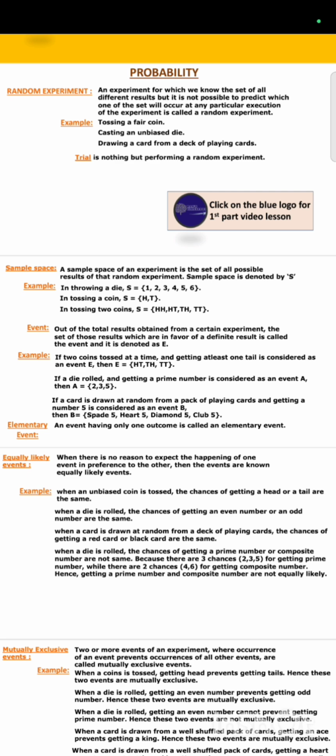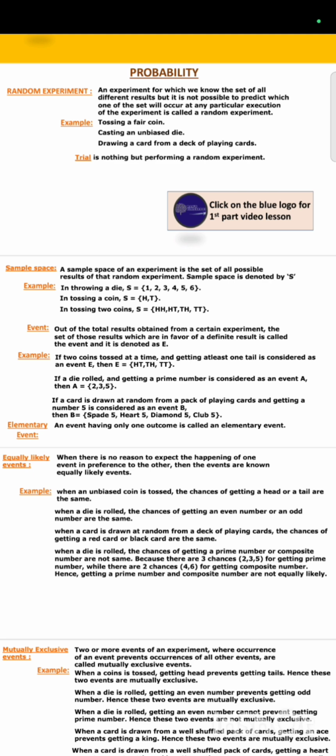When we roll a die, getting an odd number is also an event. Odd numbers, even numbers, prime numbers, even composite numbers can all be obtained when we roll a die. So till now we discussed random experiment, sample space, trial, event, and what an elementary event is. All these things we discussed.